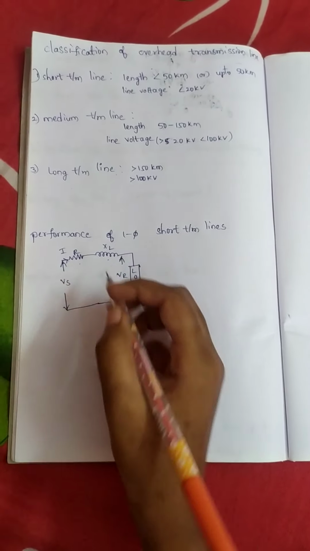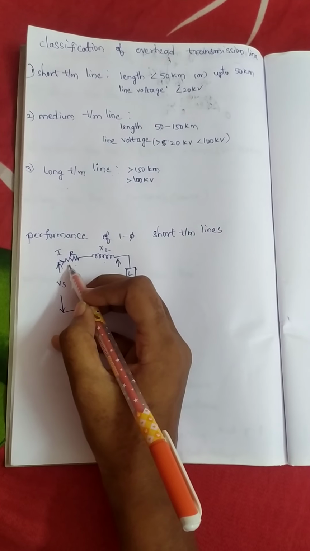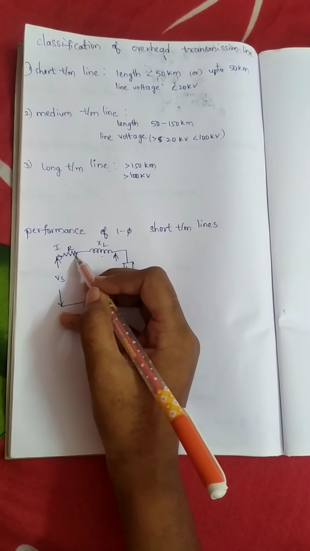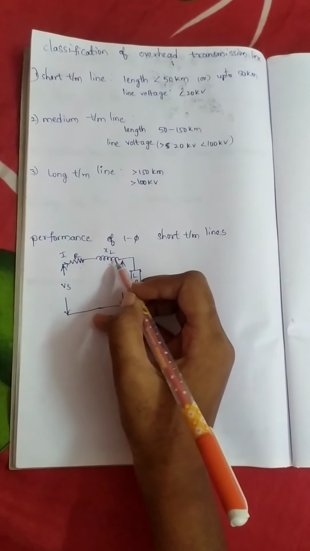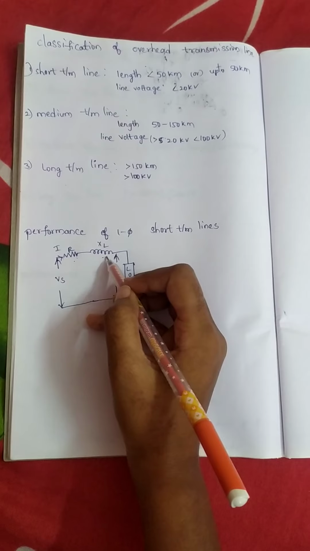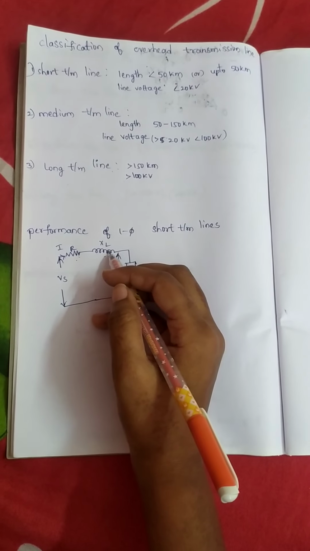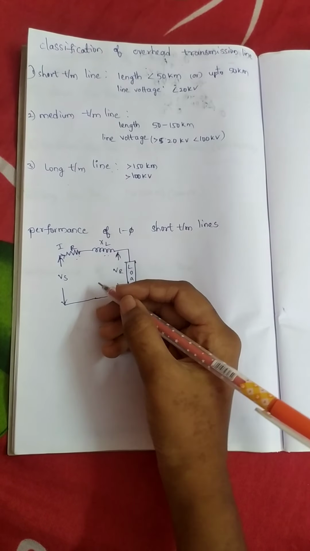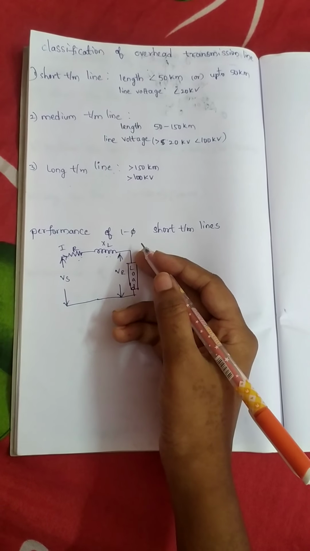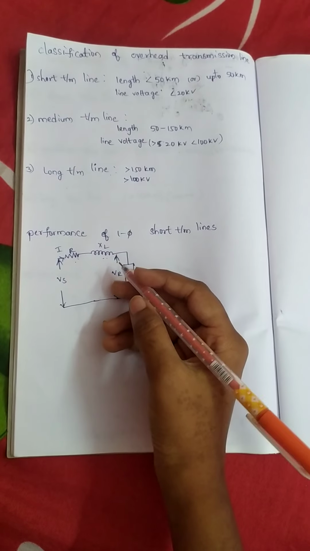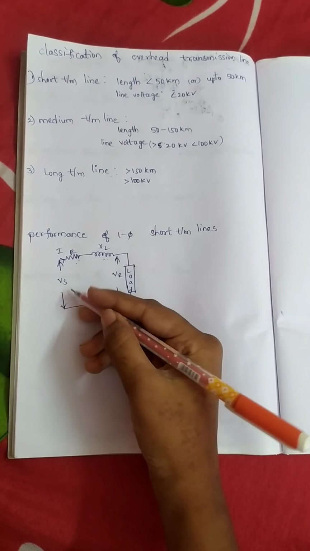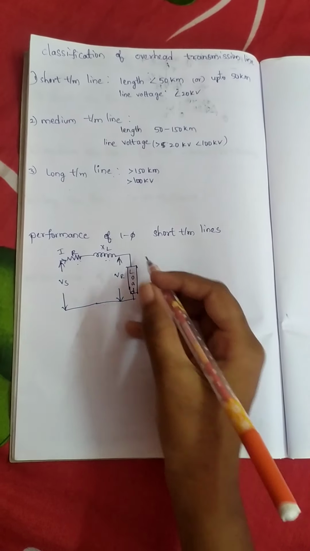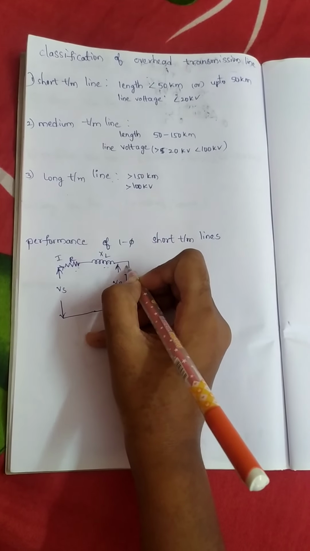And we know that I is the load current and R is the loop resistance, or we can say resistance per phase, and XL is the loop reactance or reactance per phase. And cos φr is the receiving end power factor, and cos φs is the sending end power factor. We will see in the phasor diagram. Vs is the sending end voltage and Vr is the receiving end voltage. This is the load presented here. So the arrow mark will be like this.